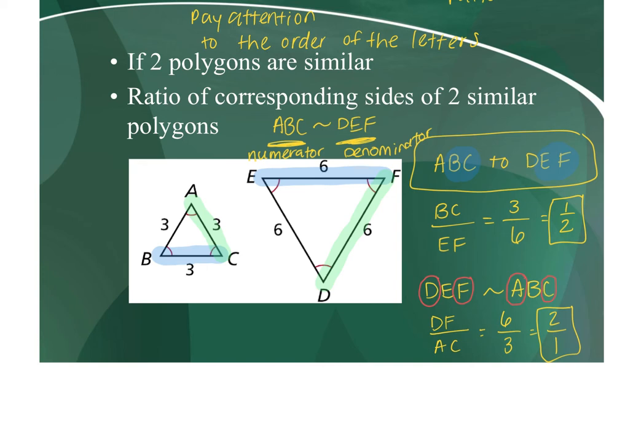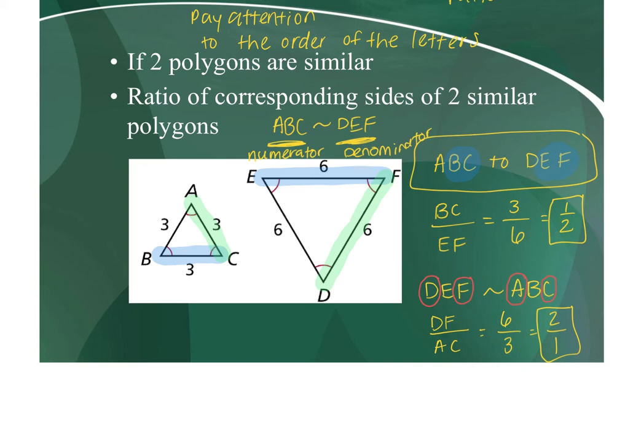When we wrote the similarity in the opposite direction, what happened to our scale factor? You flipped it, right? Or you found the reciprocal. So your reciprocal is always going to happen when you switch your similarity. If you went ABC to DEF, it's going to give you 1/2. You switch the similarity, you should get 2 over 1.